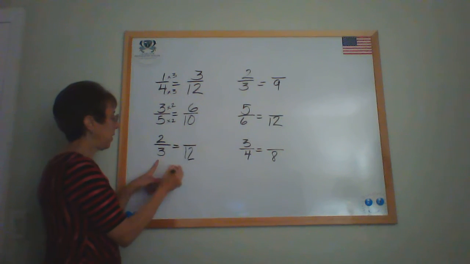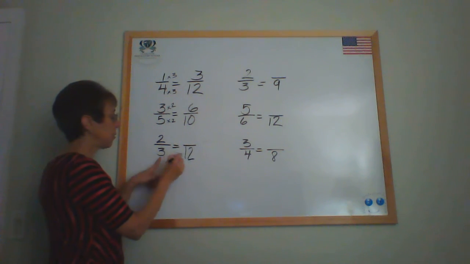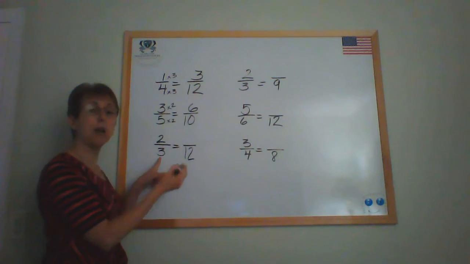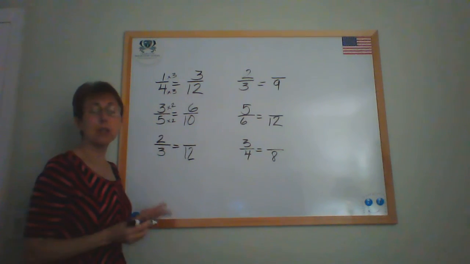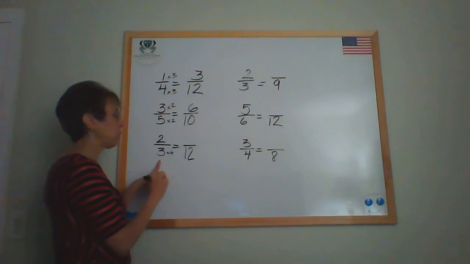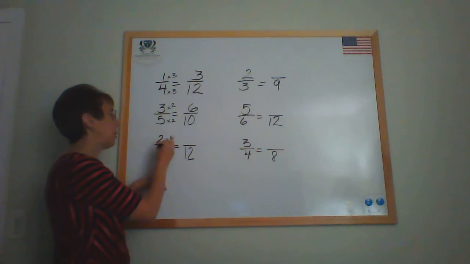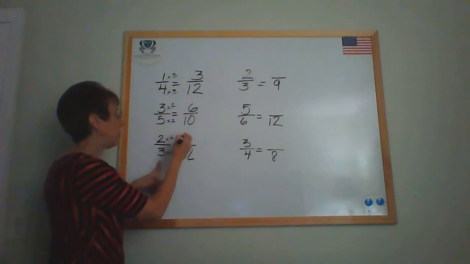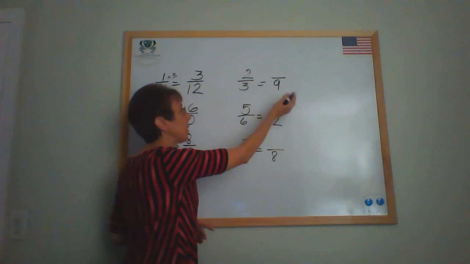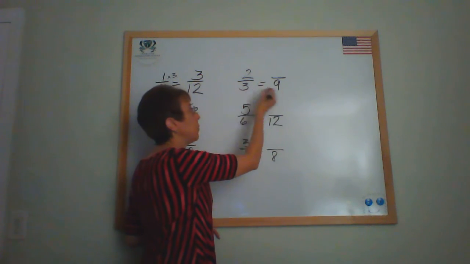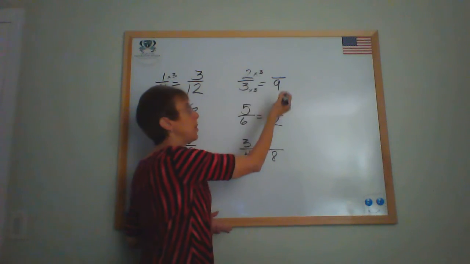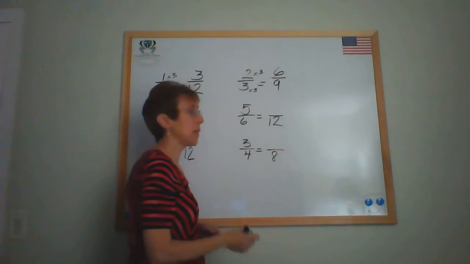2/3 is equal to how many 12ths? How do you get 12 when you started with 3? What do you multiply 3 by to equal 12? Remember, we're multiplying, so you're just thinking about your basic multiplication facts. 3 times 4 equals 12, so therefore I have to multiply the numerator by 4, and 2 times 4 equals 8. 2/3 equals how many ninths? 3 times what equals 9? 3 times 3 equals 9. So therefore 2 times 3 equals 6.